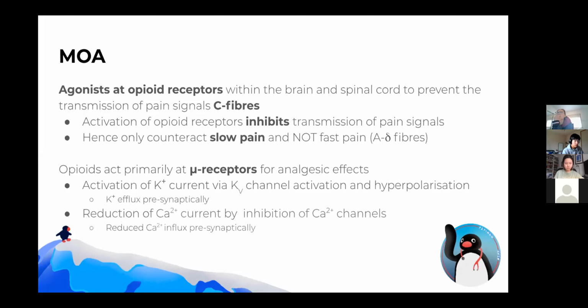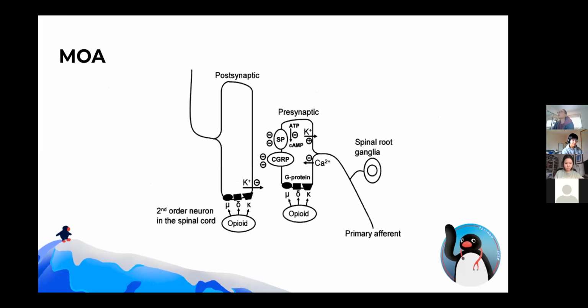And you'll learn quite a few receptors, but the main one that you need to take away is the mu receptor. So it's activated by the activation of the K plus current, and it just causes hyperpolarization, and it inhibits Ca2 plus channels. So if you notice, the opioids basically act in your spinal cord, either pre-synaptic or post-synaptic. So it happens after your dorsal root ganglion. So it happens usually in your CNS.